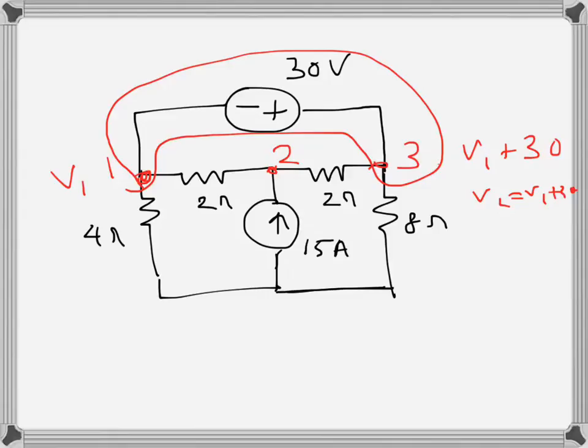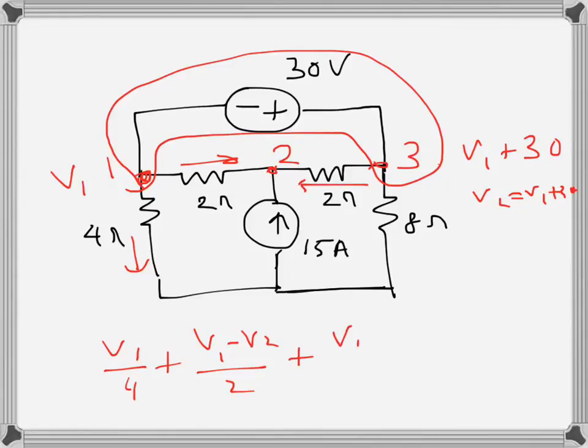That's there. And then if I write KCL for this super node, this current is V1 over 4. Then this outgoing current will be (V1 minus V2) over 2. Then this current will be, instead of V3 I am writing V1 plus 30, so (V1 plus 30 minus V2) over 2, and finally this current will be (V1 plus 30) over 8.